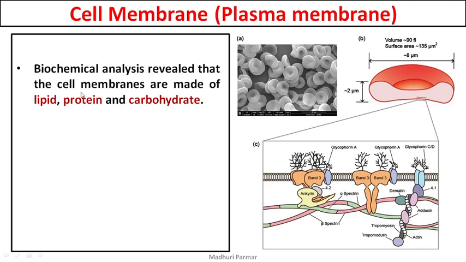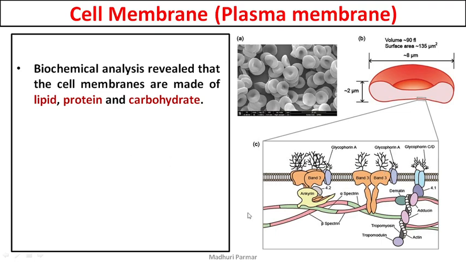Biochemical analysis revealed that the cell membranes are made up of lipid, protein, and carbohydrate. Now, apart from what the previous scientists had said, apart from having lipids, they also had proteins and carbohydrates. If you take this RBC cell membrane and zoom in, you can see this is the lipid bilayer, and on the lipid bilayer you see a lot of protein is present. All of these other structures that you see are proteins, and the tree-like branches you see on the top are actually carbohydrates.